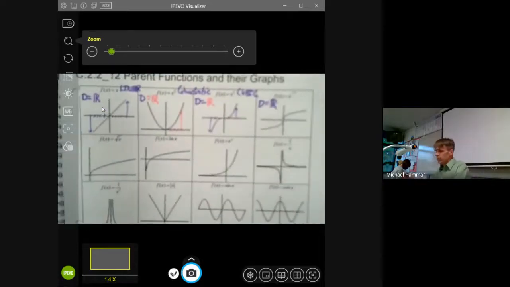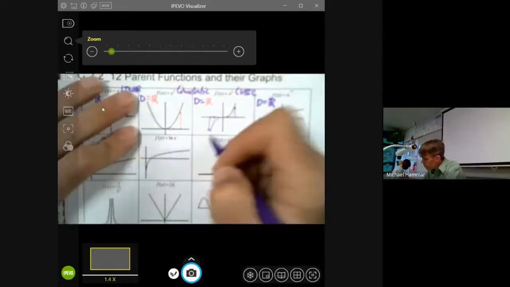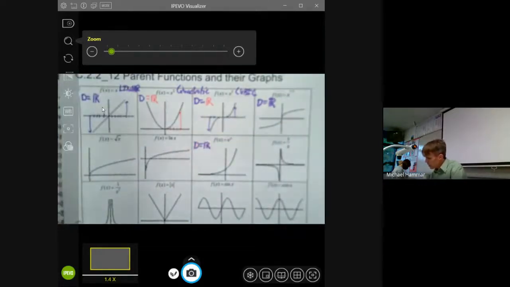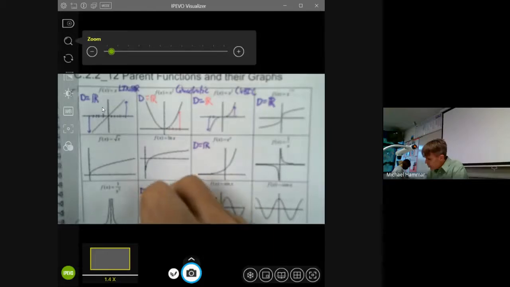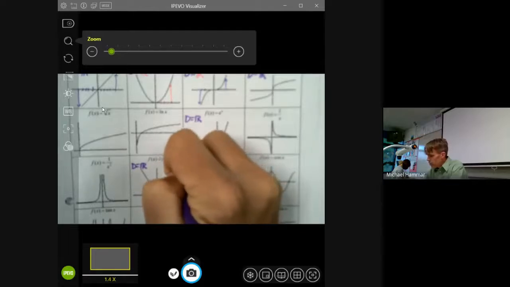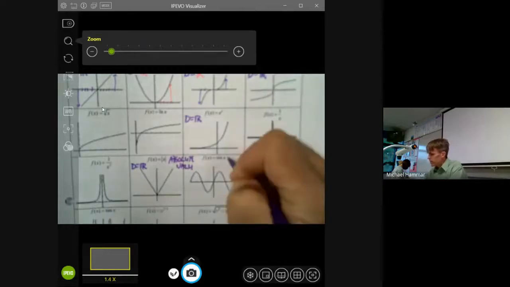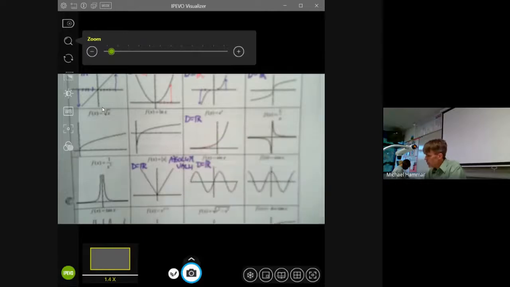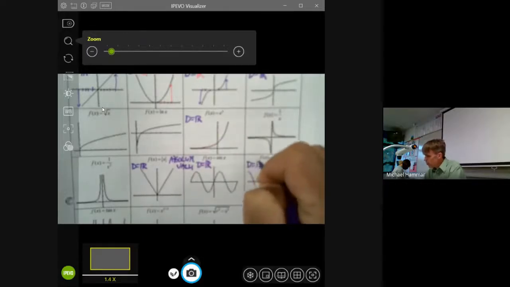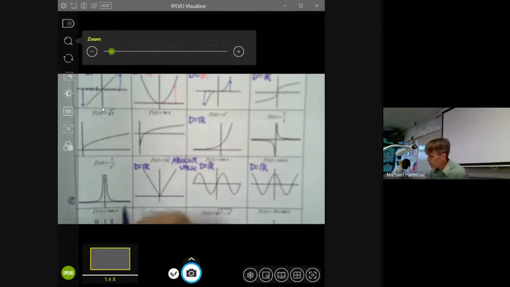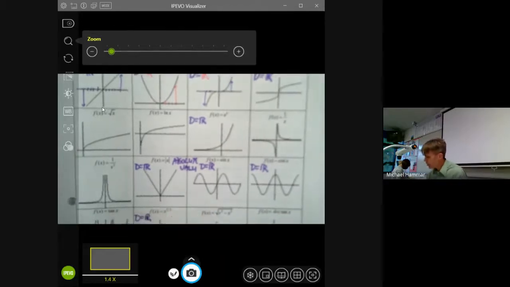Now, if we quickly look at these, the domain is all reals. The domain here is all reals. Okay. This, of course, is an absolute value. Okay. This is, of course, a sine function. This has a domain of all reals. Cosine function, domain of all reals. Okay. The x to the 2/3 has a domain of all reals.